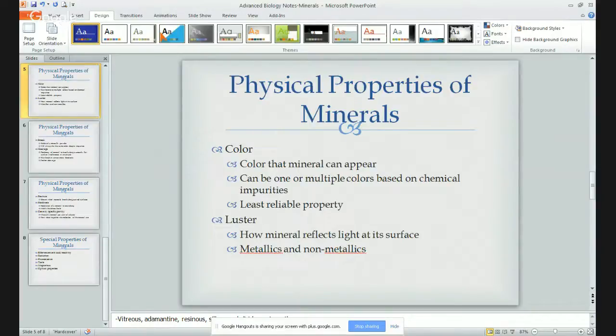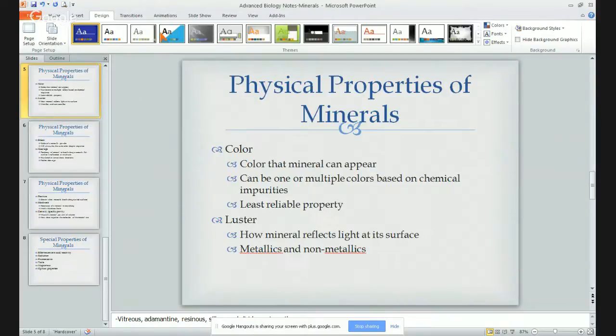The second way we can identify your minerals is by luster, which is a description of how the mineral reflects light at the surface. If it reflects light like a metal, and reflects it very well, we tend to say it has a metallic luster. If it does not, if it's opaque, then we tend to say it is non-metallic. Now the difference between translucent and opaque.